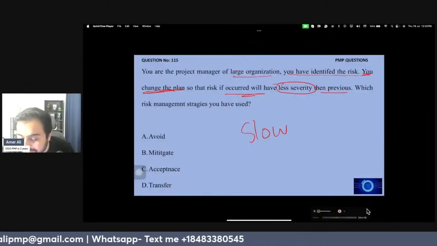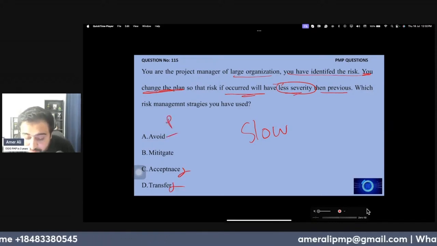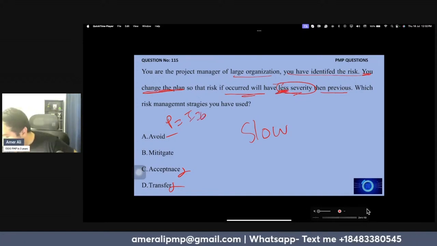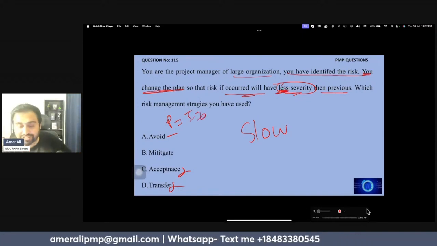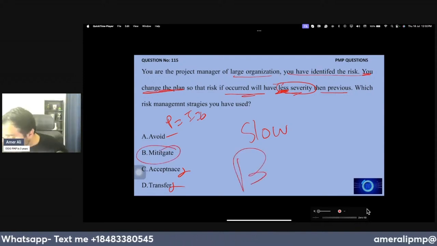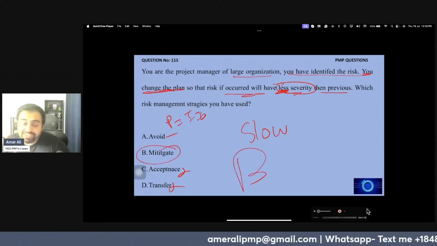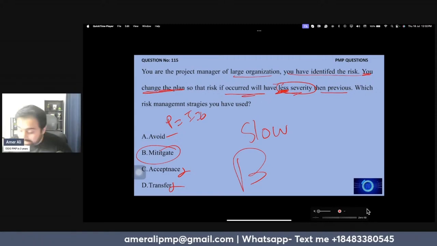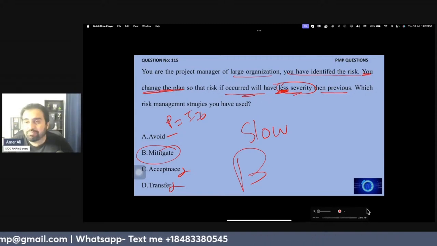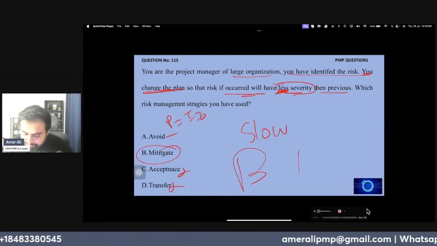If it happens, it will have less severity. No transfer, no acceptance. Avoid is probability or impact 0. But here we are talking about less severity. So this means it's B. Ikra, you are right. Kanan, you are right. So yeah, it's a very good question. I loved it. Guys, is it clear to everybody what has just happened here? If it happens, it will have less severity. That is risk management. B.